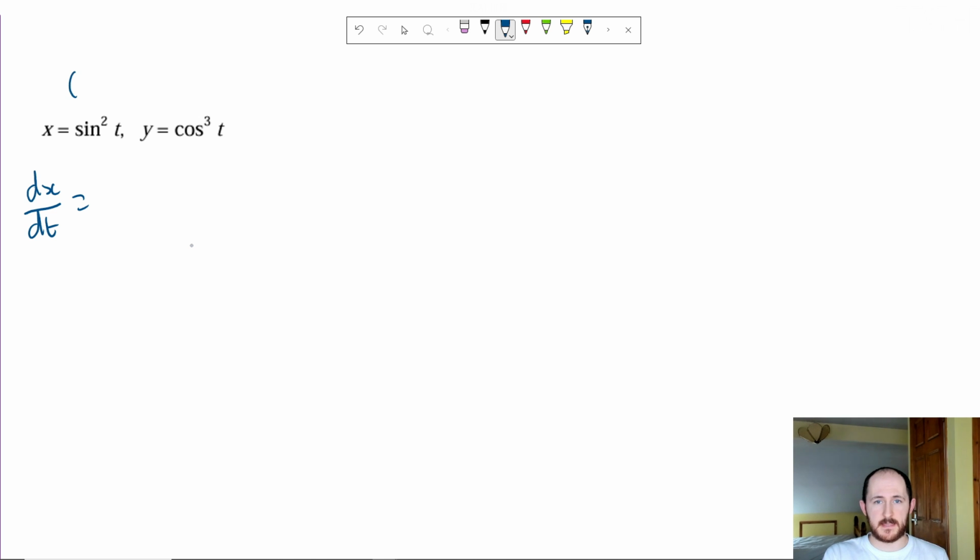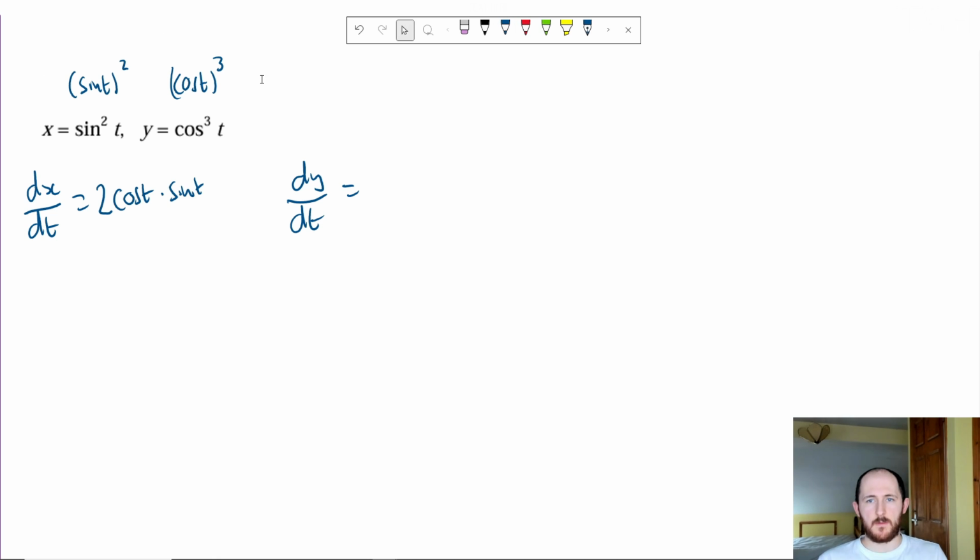So don't forget, this is the same as having sine t squared, and this is the same as having cos t cubed. So remember how we do that? We bring the power forward, so that becomes 2. We differentiate what's inside the bracket, so instead of sine t, it's going to be cos t. And then we times it by the bracket with a power that's 1 less. So in this case, it's going to be times by sine t by itself. Technically to the power of 1, but I'm not going to put to the power of 1 because I'm not crazy. And that would be that for dx by dt. For dy by dt, it's a bit more exciting. So again, we bring the power forward.